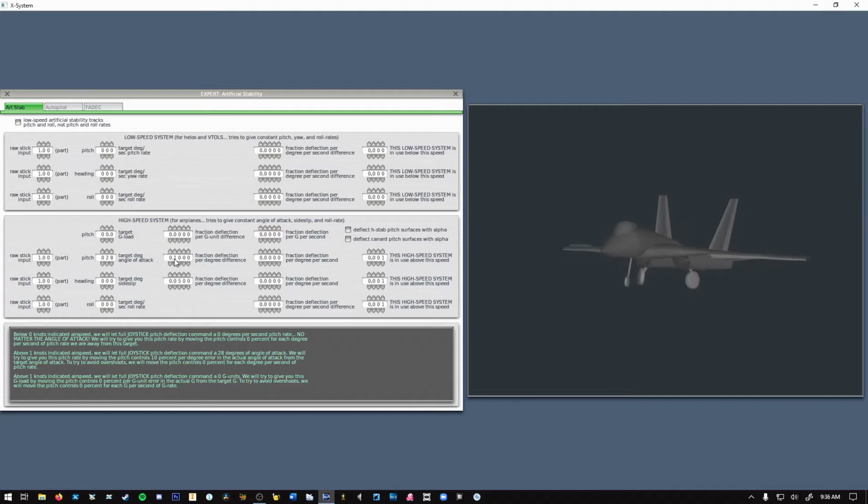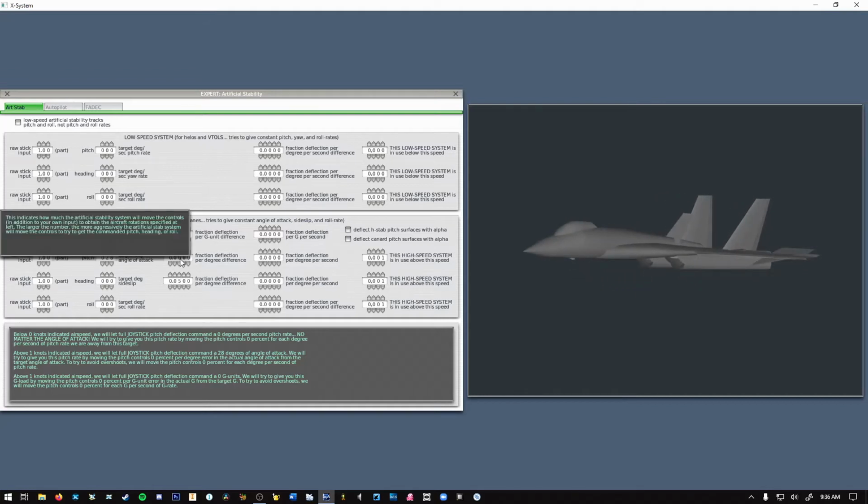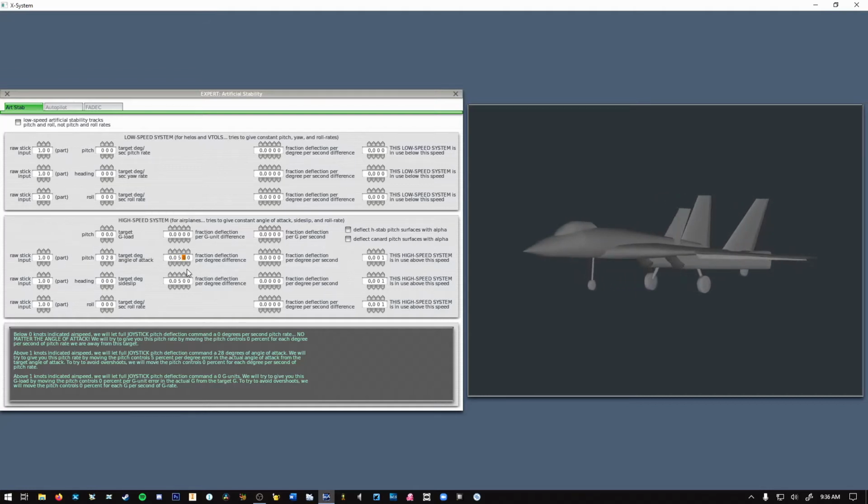I only really use two different values for these. If I need it to correct a lot, I say 0.1. If I just need it to be a bit more stable, I just want it to feel a bit smoother, I say 0.05. For this aircraft, I'm going to say 0.1. Same thing here. If you need it to correct a lot, or a little, it just depends on what you want it to do. 0.1 or 0.05, sorry, is what I found to work best.